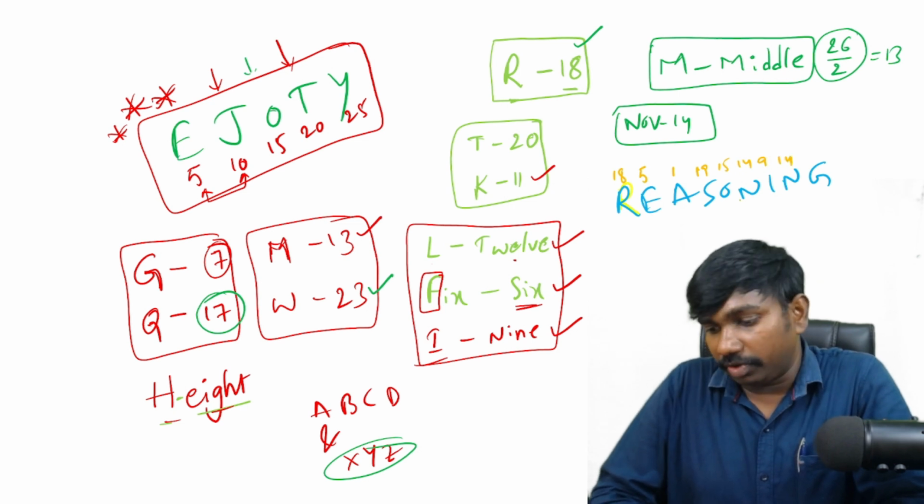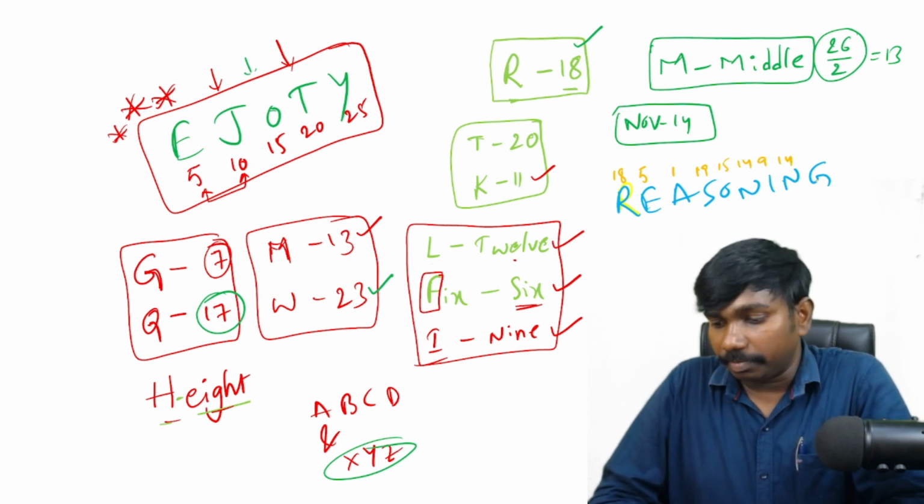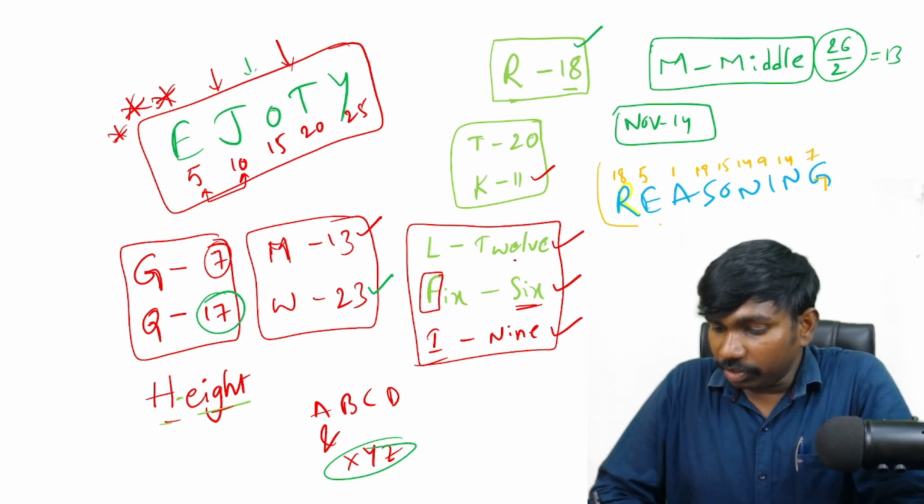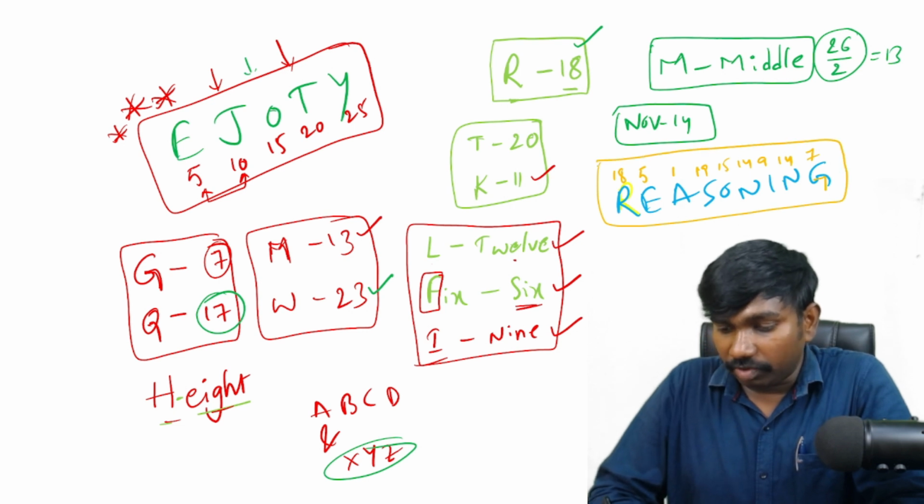November 14. G consists of 7. Okay, G within G we have number 7, that's why 7. In that way you have to practice. While practicing, what will happen?